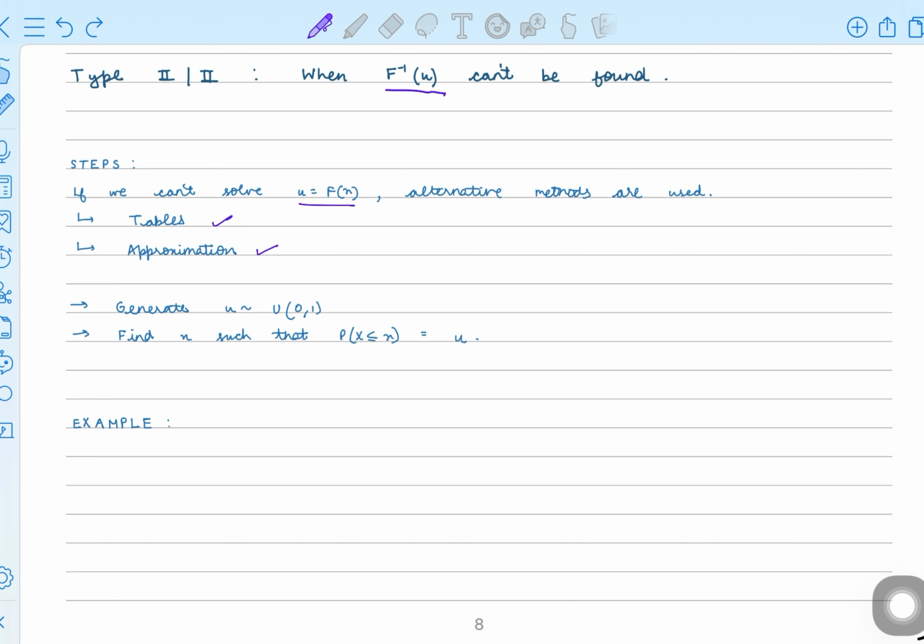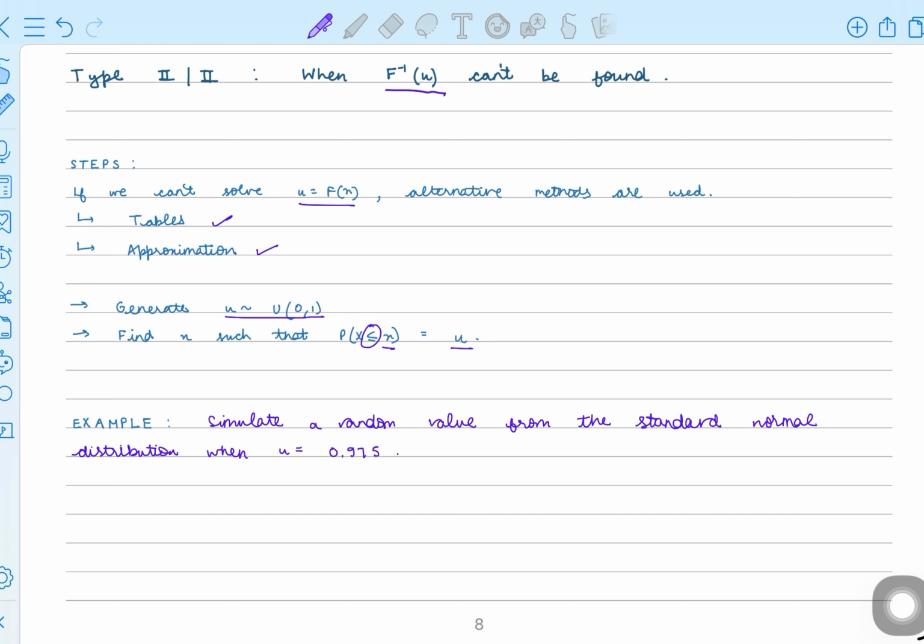To solve such questions, we first generate a random number u between 0 and 1, where every value is equally likely. Then we find the value of x such that the cumulative probability is equal to u. Since the inverse can't be found directly for normal distribution, we use statistical tables or normal approximations. Let's understand this with the help of an example.